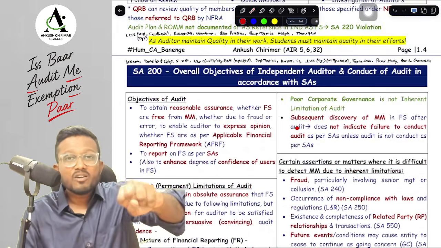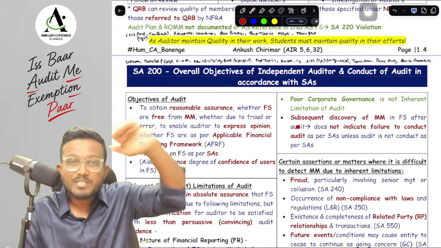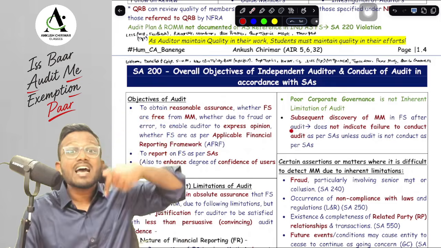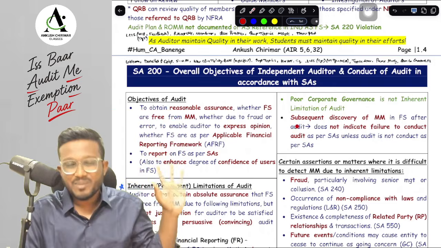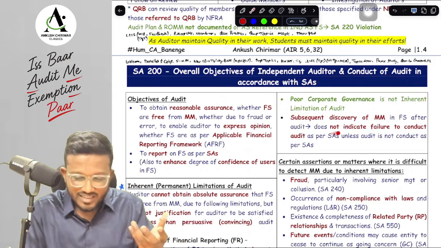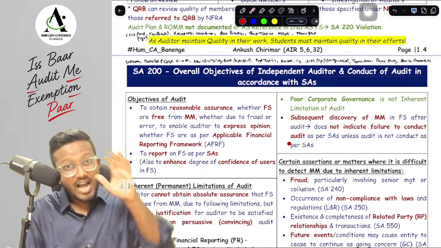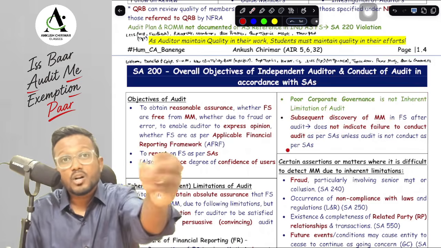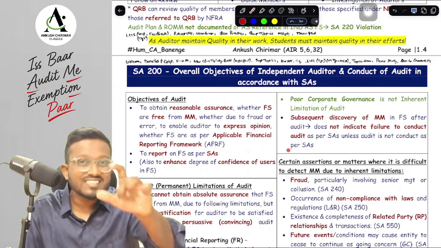Now poor corporate governance is basically the persons at the top, the management, the TCWG, they are not governing the entity in a very good way. Now is that an inherent limitation of audit? No, that is not an inherent limitation of audit. This was an MCQ. Next, if there is a subsequent discovery of material misstatement after the audit is completed, which the auditor was not able to find out, will we say that the audit was not conducted as per SAs? No, we cannot necessarily say that.